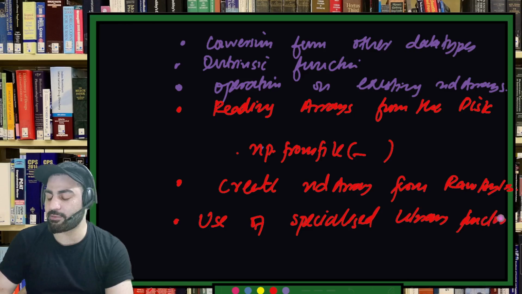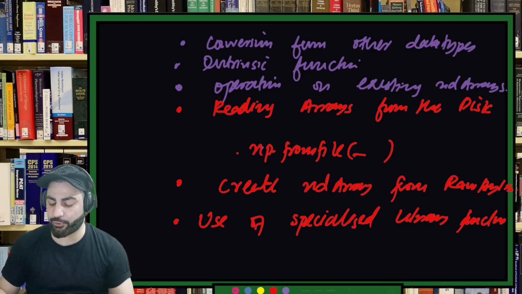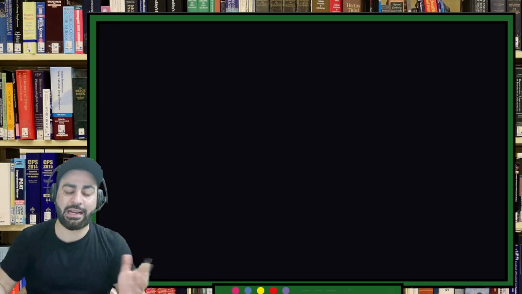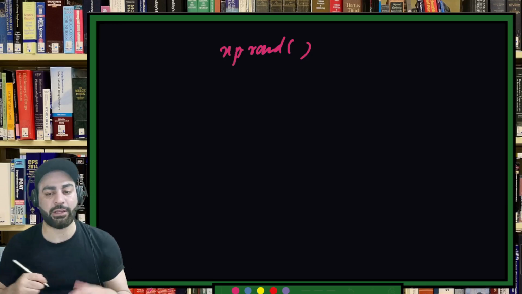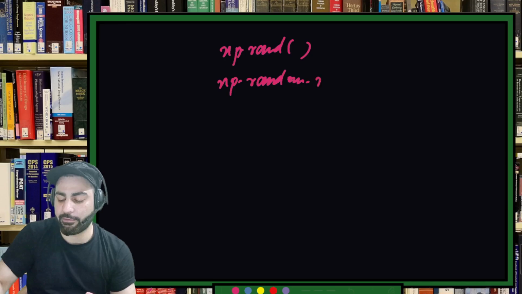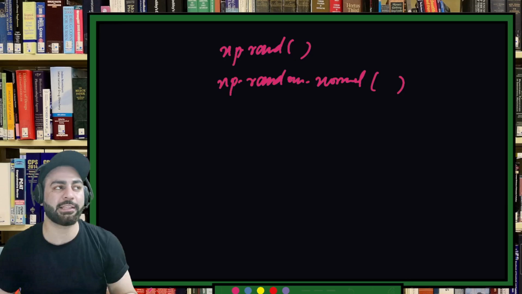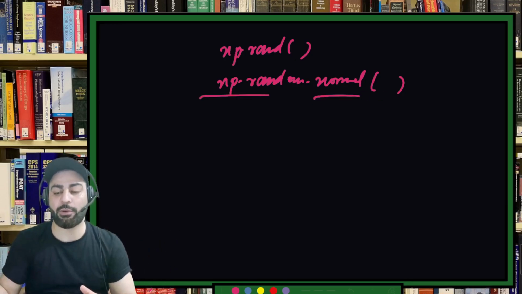So these are all the things mentioned in the documentation. I just wanted to show you them. Why is it called specialized library functions? Let's suppose you want to create a normal distribution, a random number. You can write np.random.normal. I myself don't even remember all the functionalities, but if you need something, you can just go over there. So this will create a normal distribution.